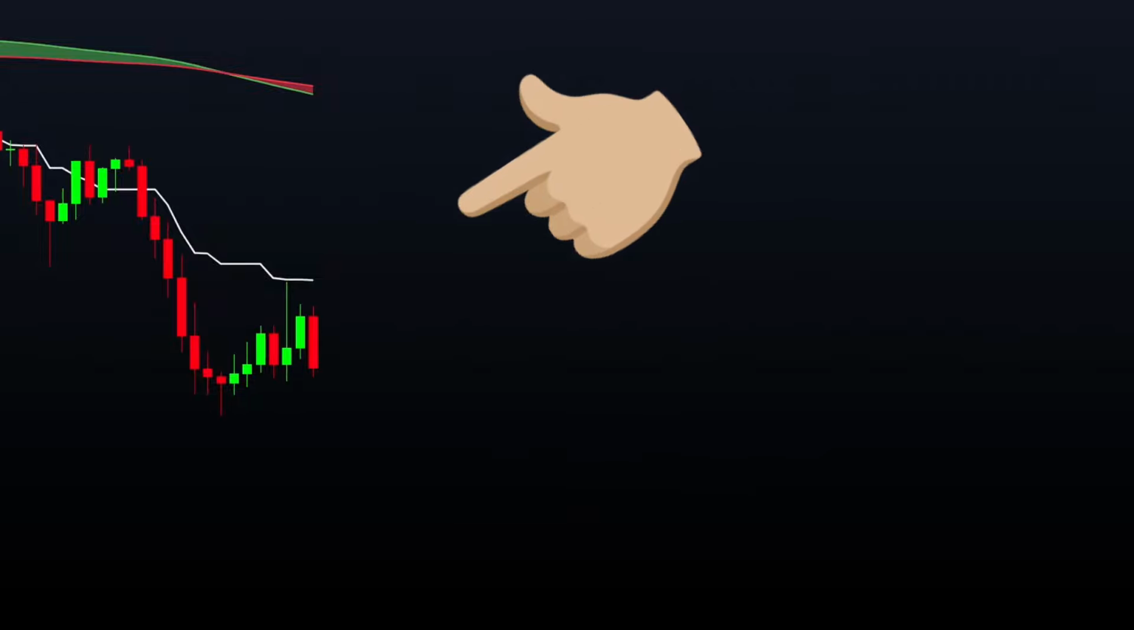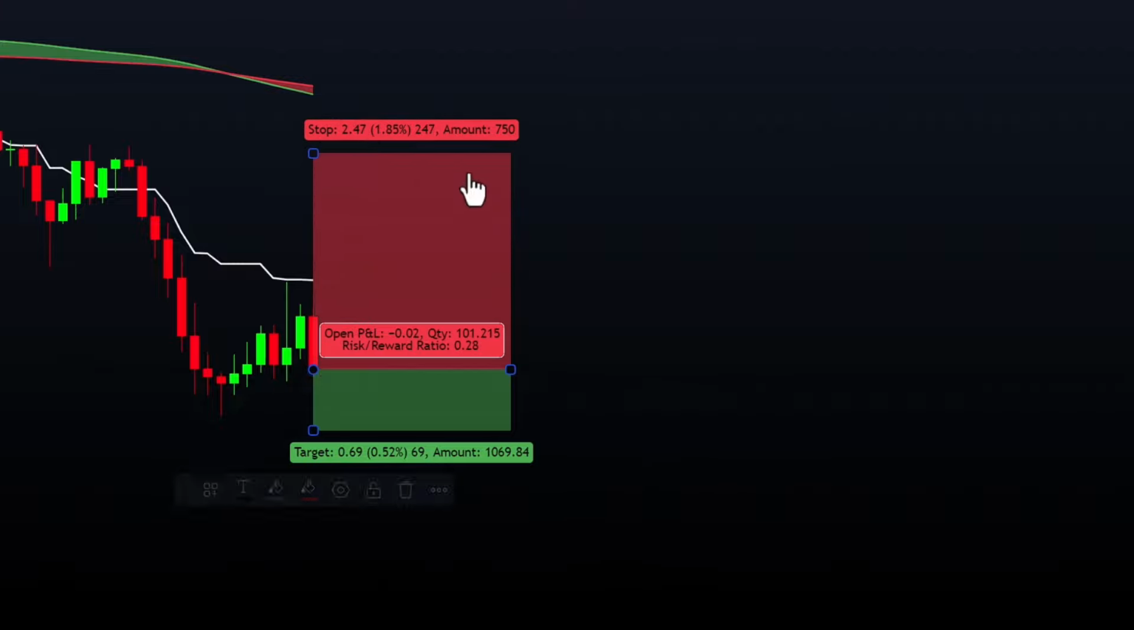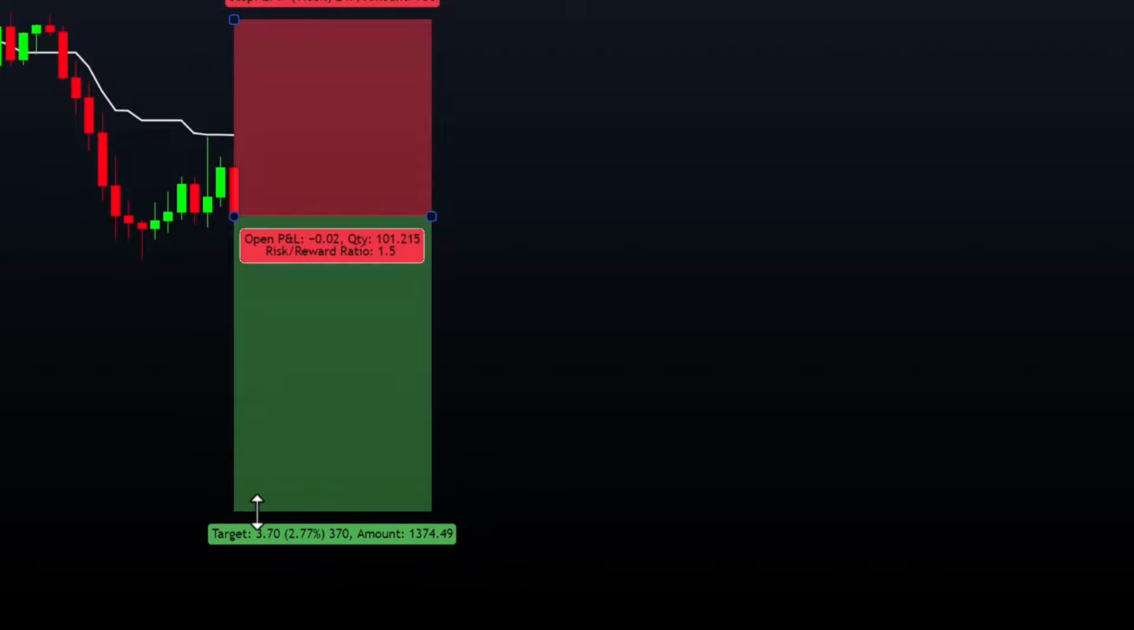Now, if you're looking for a short trade, watch for the price to break below the midline on the CM Donchian channel. Again, confirm that the trend ribbon is red and the candles are below it before jumping in. Once ready, set your stop loss just above the most recent swing high and aim for that same 1.5x risk to reward ratio.